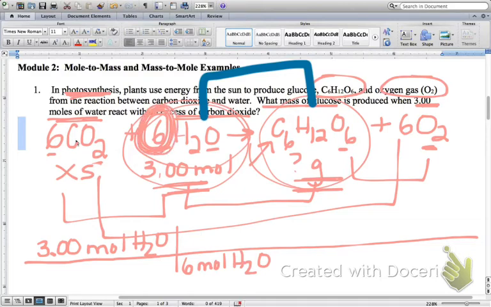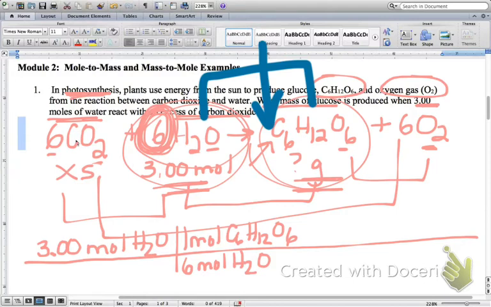So, I've got 6 moles of water, and you guys, that literally just comes from that coefficient in the balanced chemical equation. Okay? 6 moles of water produce, you guys, now we need right here, what is that coefficient in front of the glucose? 1. When there is no coefficient, the coefficient is 1. So we produce 1 mole of glucose, C6H12O6, for every 6 moles of water that are consumed.